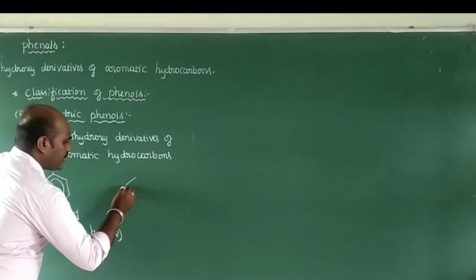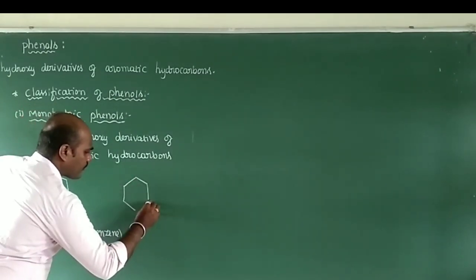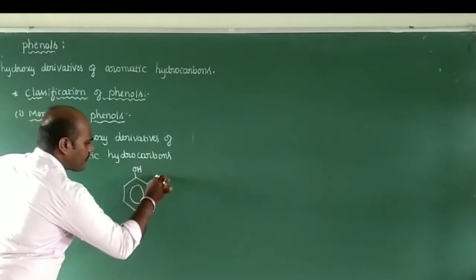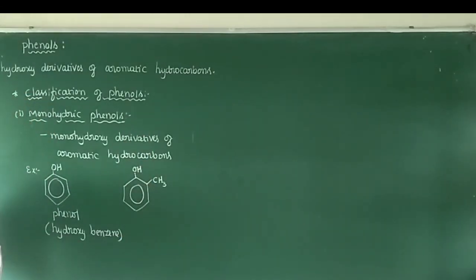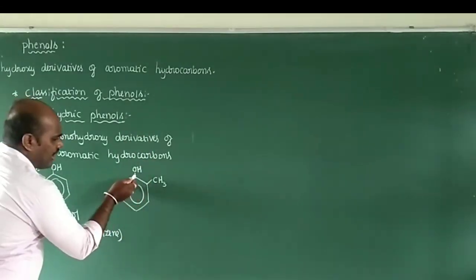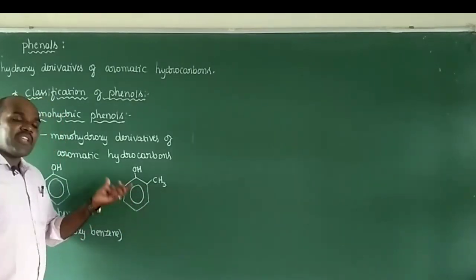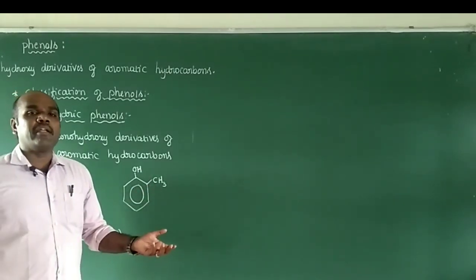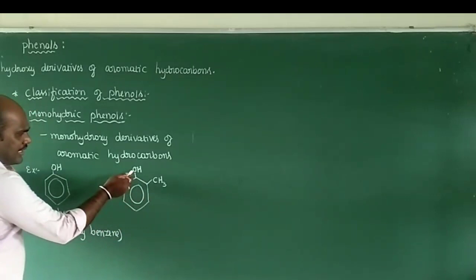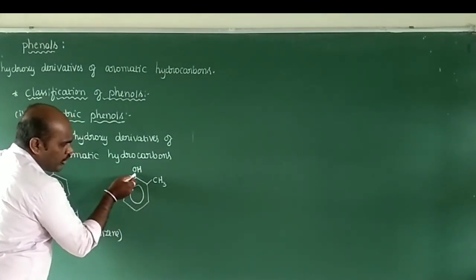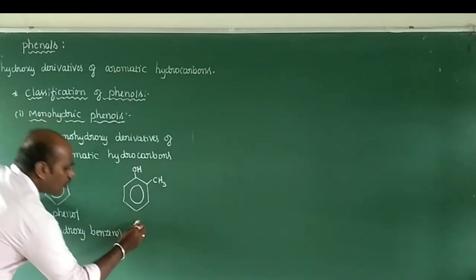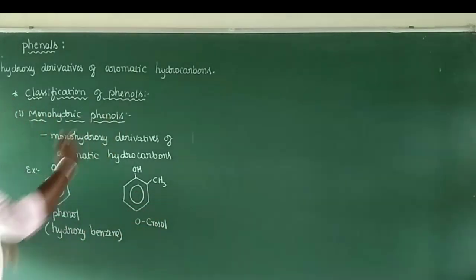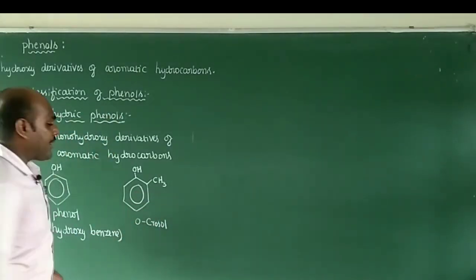And another example wherein one hydrogen will be replaced with OH, but here another hydrogen atom is replaced with a methyl group. So here, along with the OH group, we have a methyl group. If a benzene ring is attached with one OH group and one methyl group, we call that material cresol. And since, with respect to the methyl group, OH is at the ortho position, we call this orthocresol. Similarly, we can take metacresol as well as paracresol.